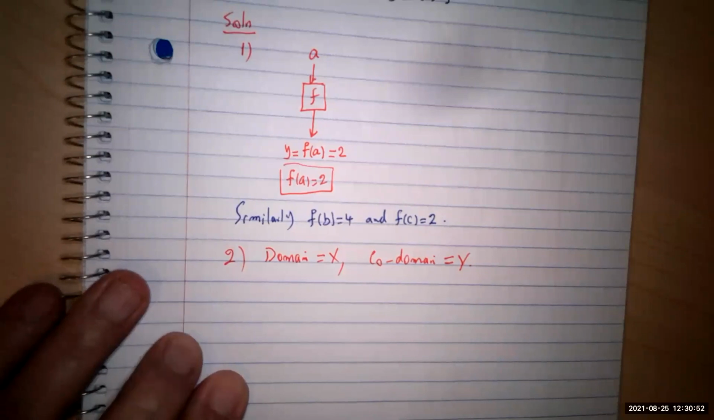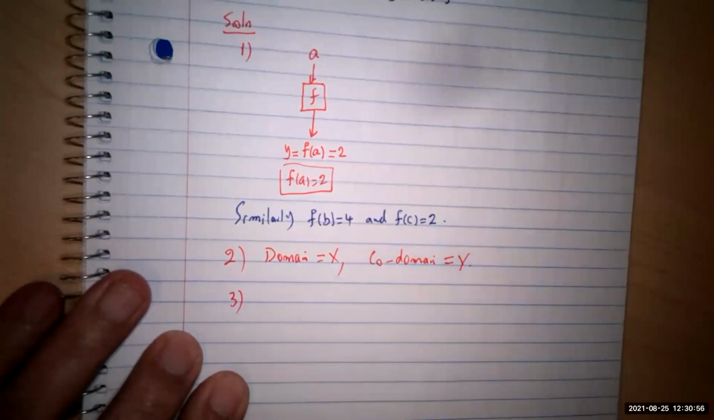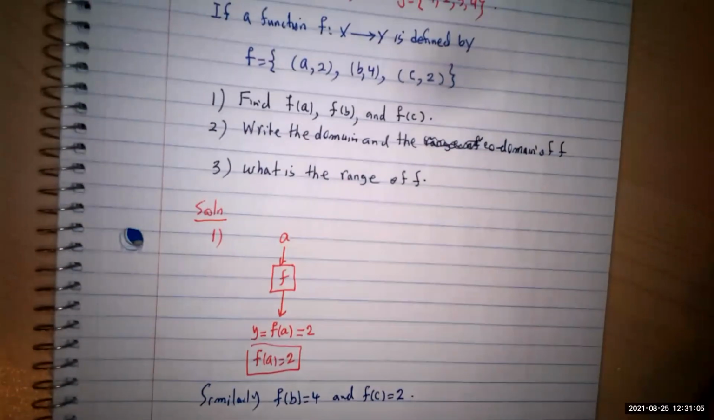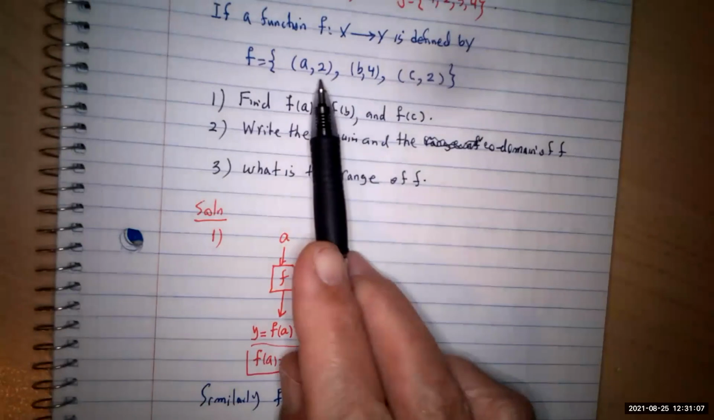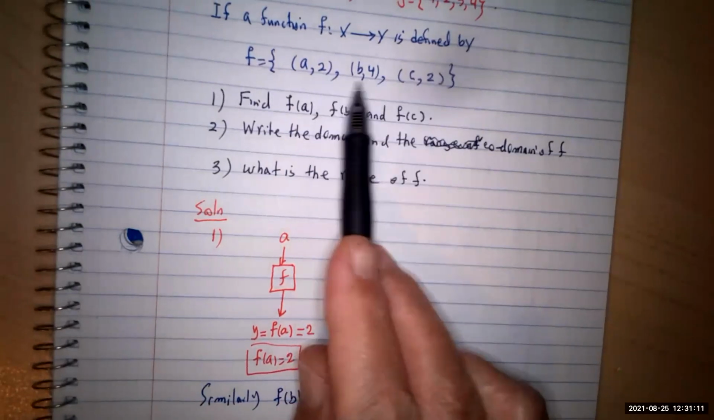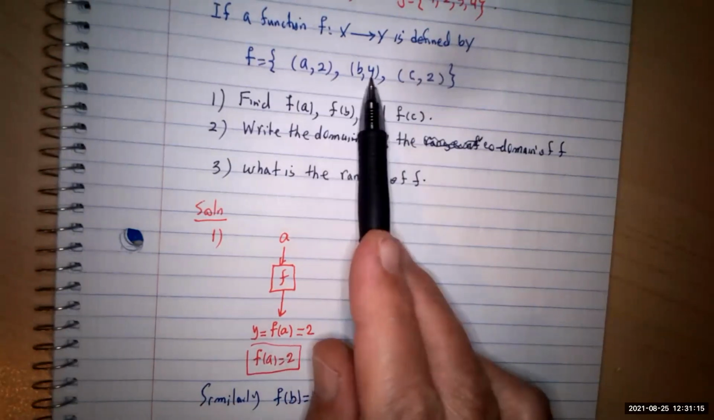Question. What's the range of this function? The range will be a set of 2 and 4. 2 and 4, yes. The range is the output of the function. You see the output of the function? 2, 4, 2. We don't consider the repetition. So the output of this function is 2 and 4.